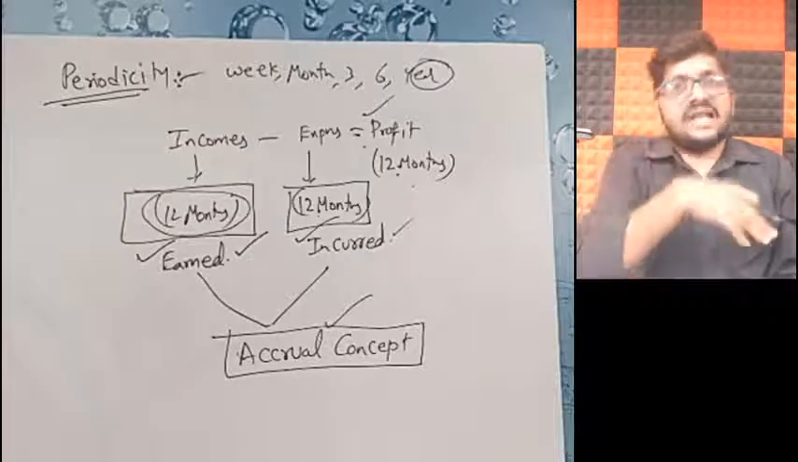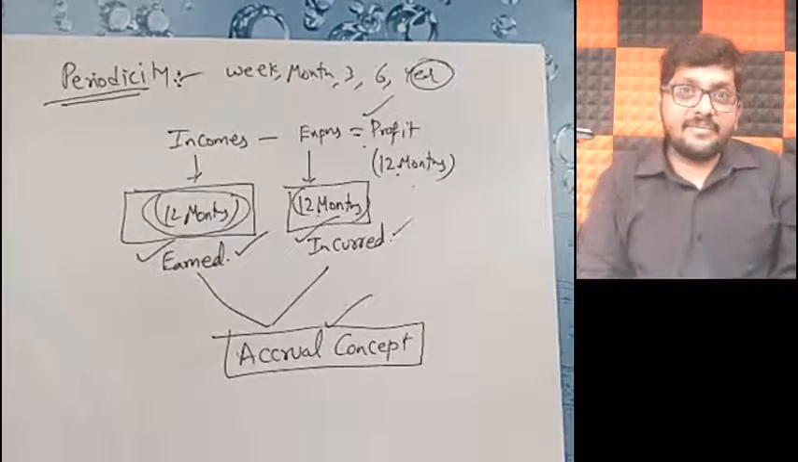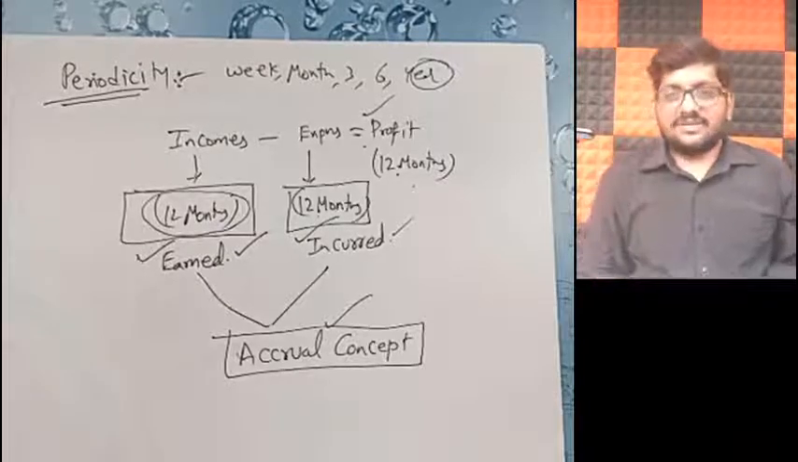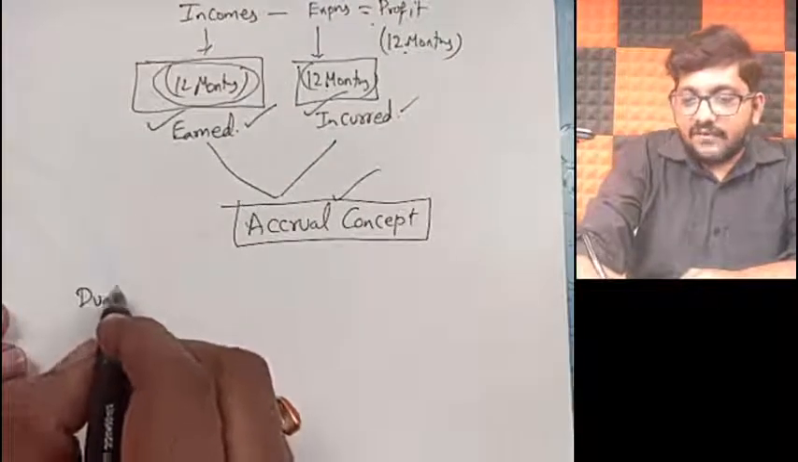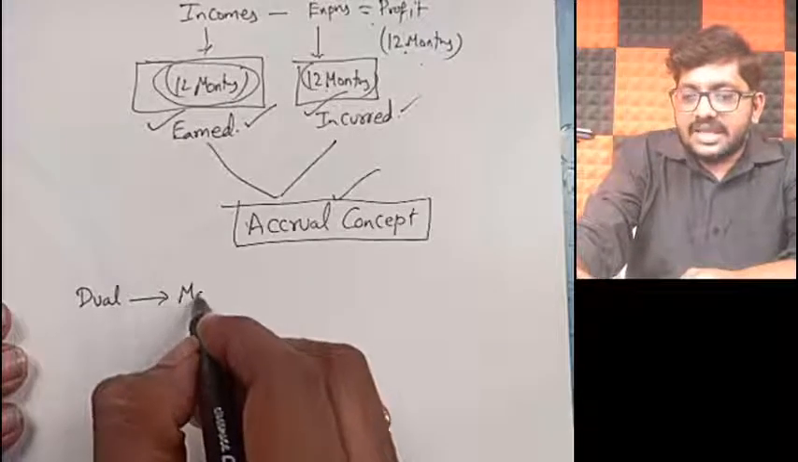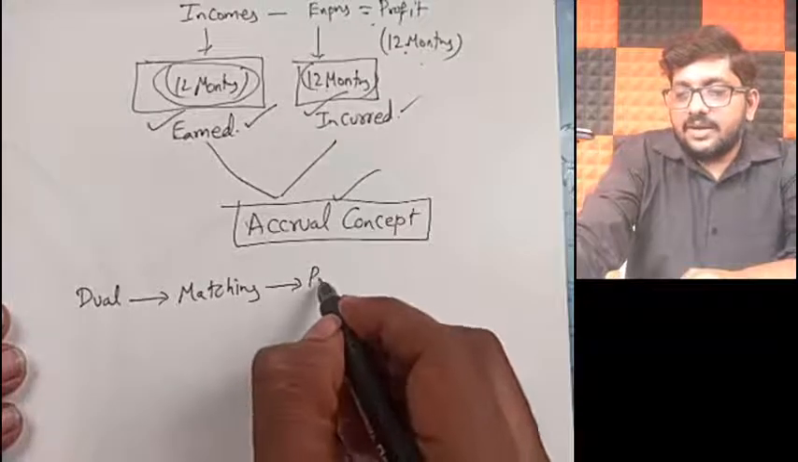Periodicity has come from matching. Matching has come from our dual aspect concept. It means, if at all I have to tell you the link, friends, from dual aspect concept, matching has come. From matching, periodicity has come.